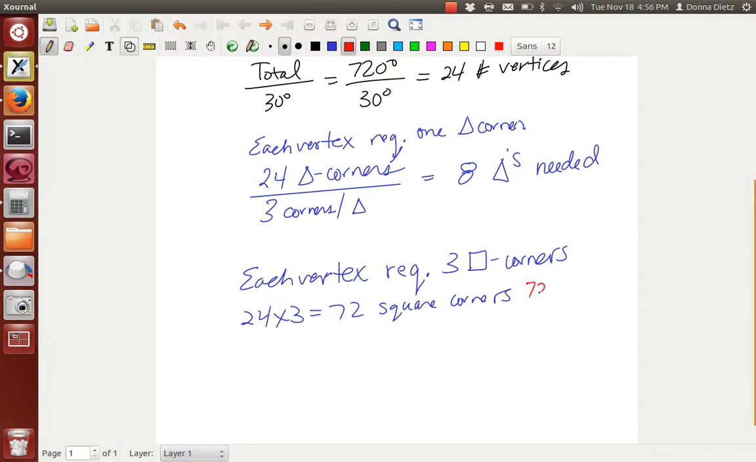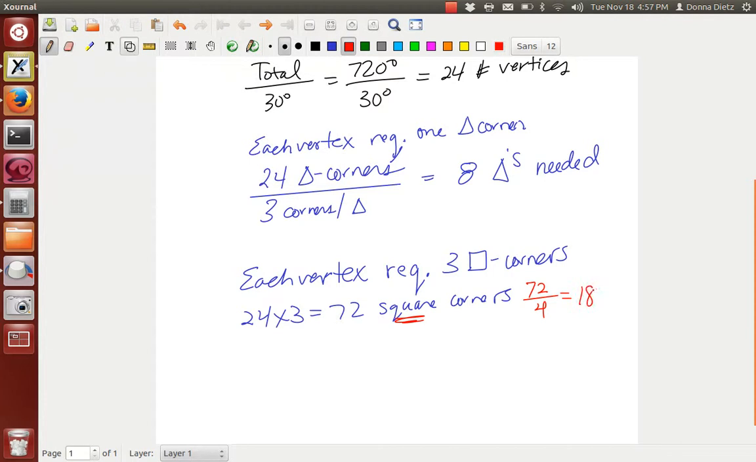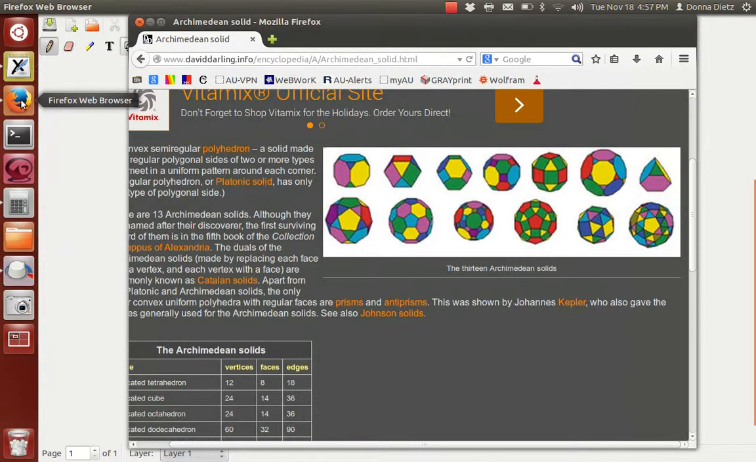So 72 divided by 4, since squares have 4 corners. And then you should get, I think it's 18, but let's just make sure. Here we go. Okay, so we need 18 squares. So let's double check this picture and see if that makes sense. I should see about 9 of them. 1, 2, 3, 4, 5, 6, 7, 8. Yeah, that sounds about right.